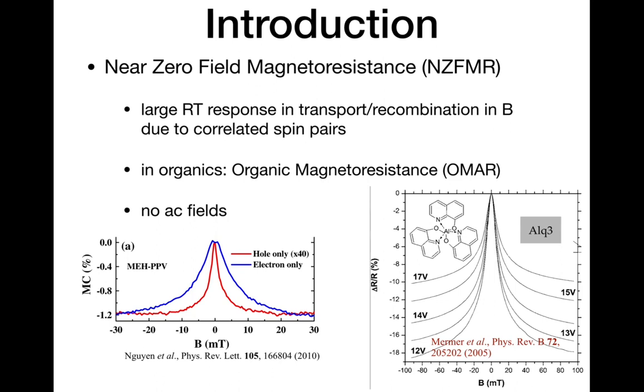It was first actually, the underlying physics was first looked at in chemistry, in spin chemistry, looking at field-dependent chemical reactions. And then more recently, it was looked at in organics, this so-called organic magnetoresistance, or OMAR effect, where large room temperature responses in transport or recombination were observed. So here's magnetoconductance of this polymer, and then here's magnetoresistance in the small molecule AlQ3.